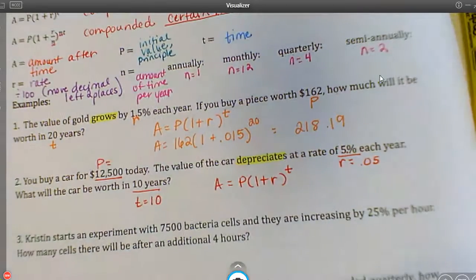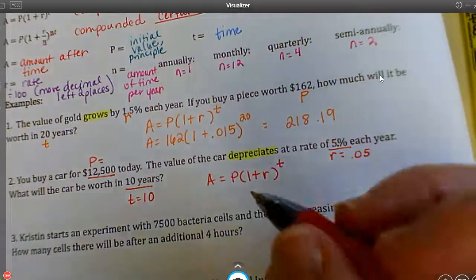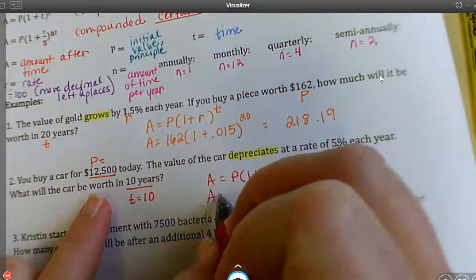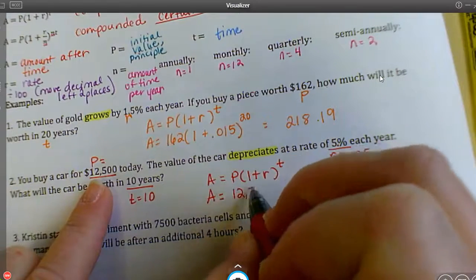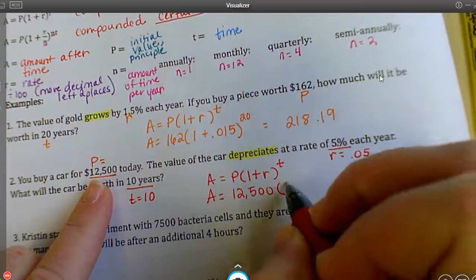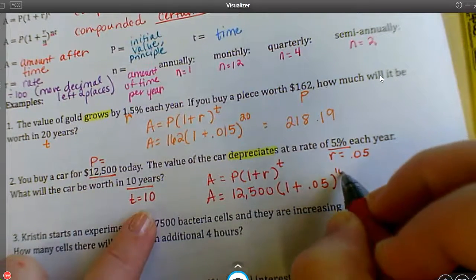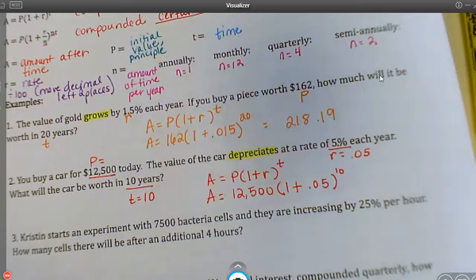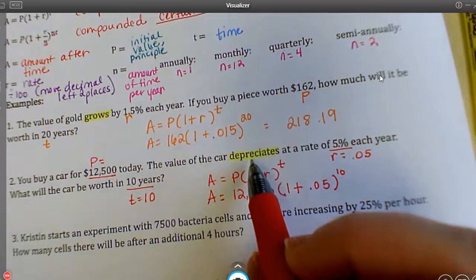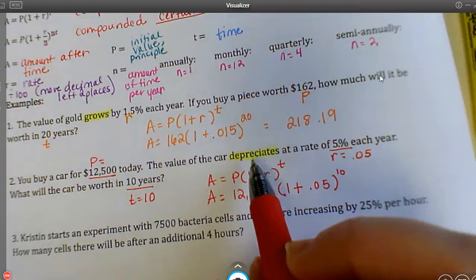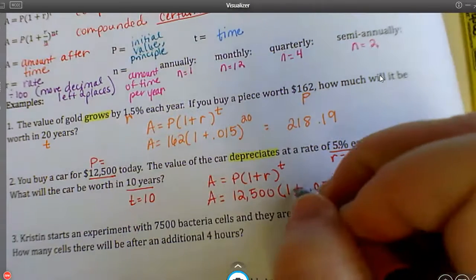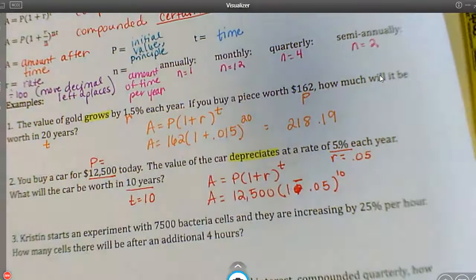If it helps you to write it so you can start memorizing it, then you should do that. But anyway, we're looking for A. The P is 12,500. The R is 0.05. The time is 10. I did something wrong. You know what it was? Depreciates. If you see depreciates or decays or decreases, that has to be a negative.